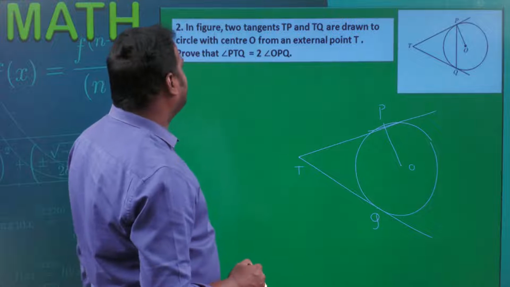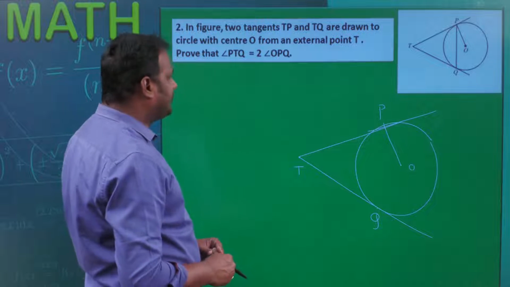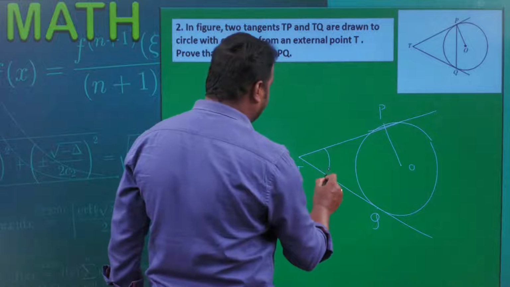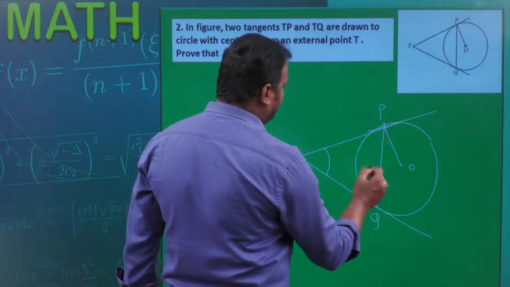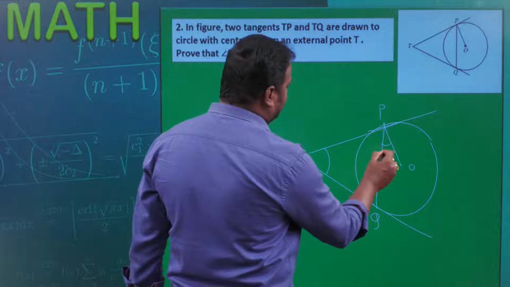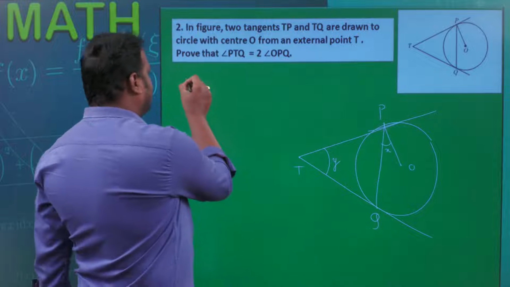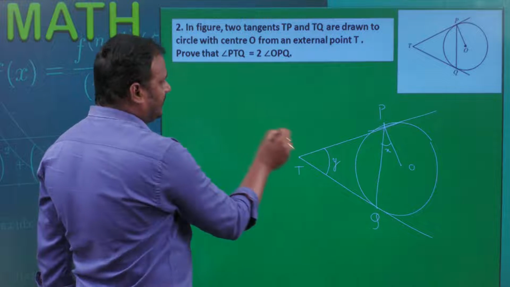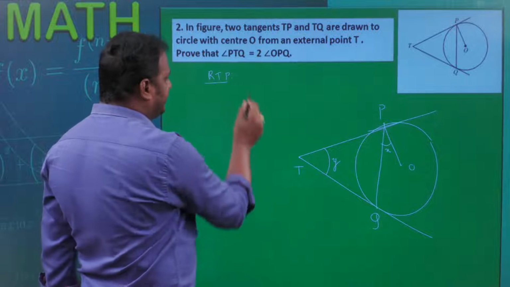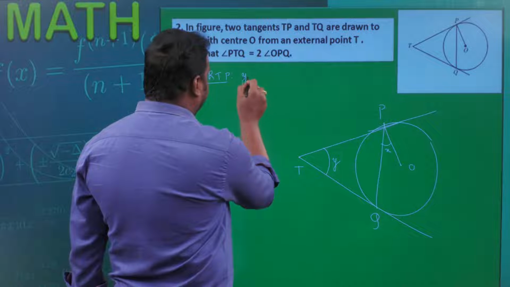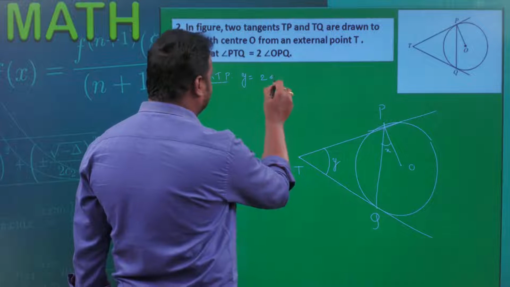TP and TQ are tangents drawn to a circle with center O from an external point T. Prove that angle PTQ is equal to 2 angle OPQ. PTQ means this angle, OPQ means this angle. Let this angle be some Y and let this angle be some X. What are you going to prove here? You are going to prove, RTP, that angle PTQ, which is Y, is equal to 2 times angle OPQ, which is X.